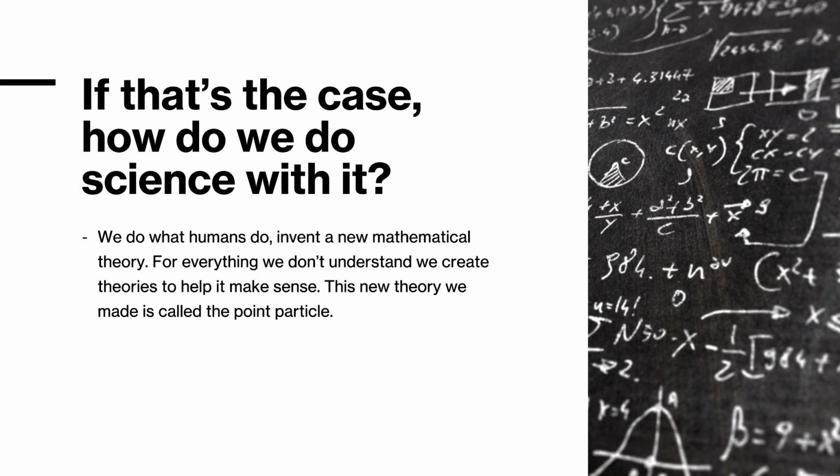Well, what humans do is we invent a new mathematical theory. For everything we don't understand, we create theories to help it make sense. Just like the Big Bang, for example, it was useful for several things. So we made a new theory, and the theory's name was the point particle.